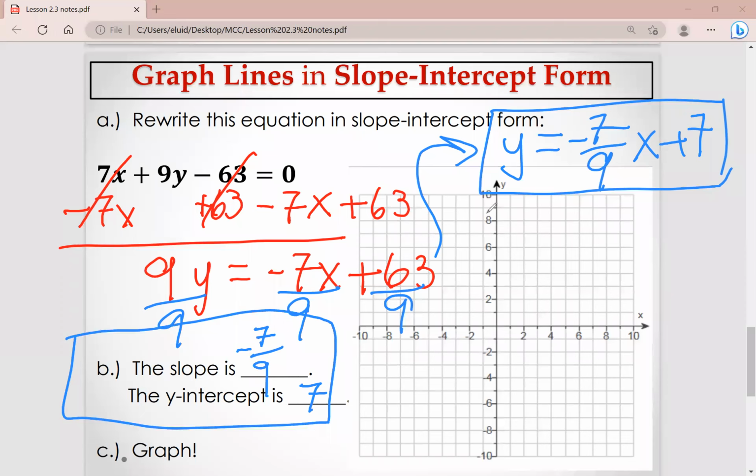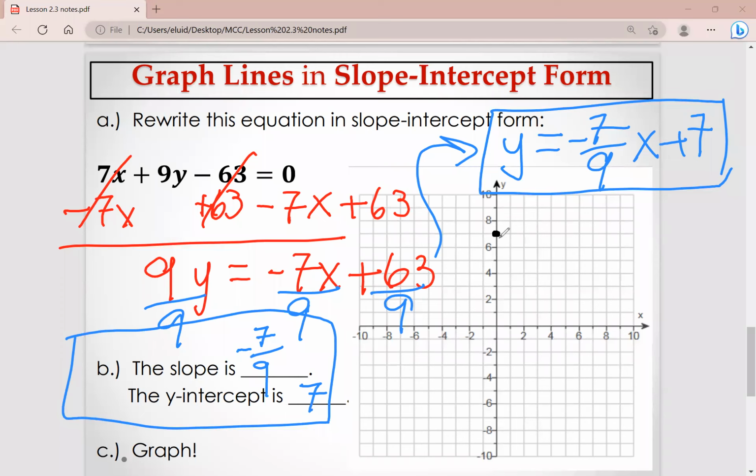Here's what it's going to look like. We'll start at 7 on the y-axis. Okay, try to click accurately here. So here's 7. Just making a little black dot here. And then our slope is negative 7/9. That means we're going to count down 7 over 9.